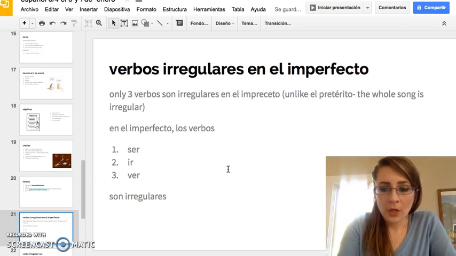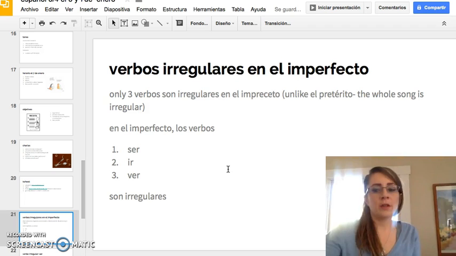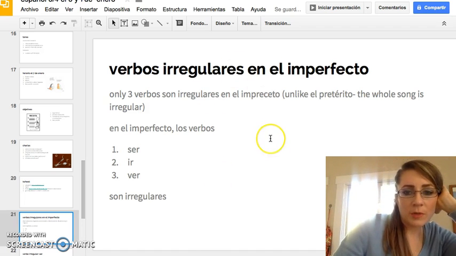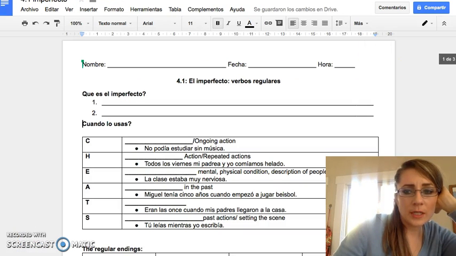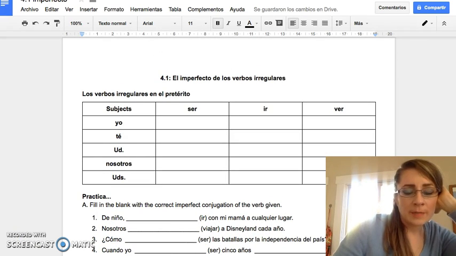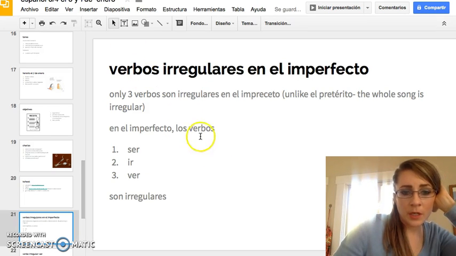All right. Ahorita, verbos irregulares en el imperfecto. Last time we did regular verbs in the imperfect. Lo que ustedes van a hacer ahorita es hacer los verbos irregulares. So you need esta hoja de papel. It's right here. Looks like this. You should have it already. You are going to be talking about ser, ir, y ver. Looks like this. It's one-sided. Okay. Make sure you have that.